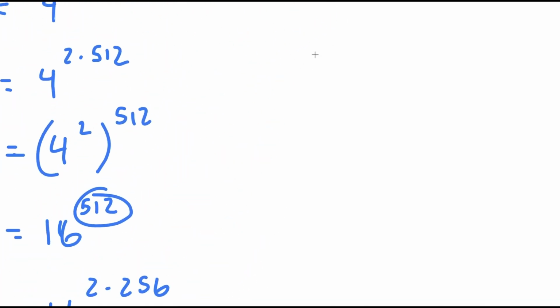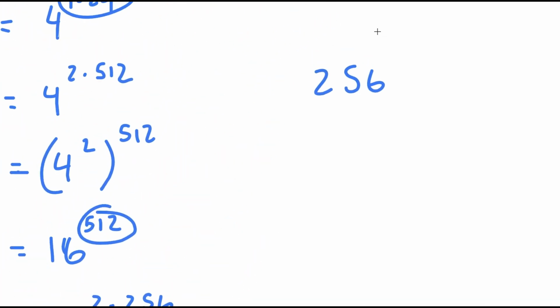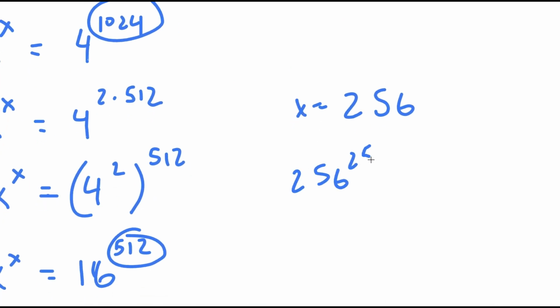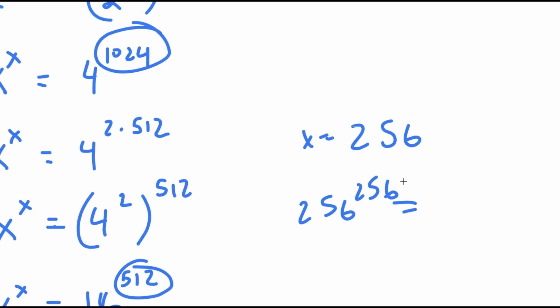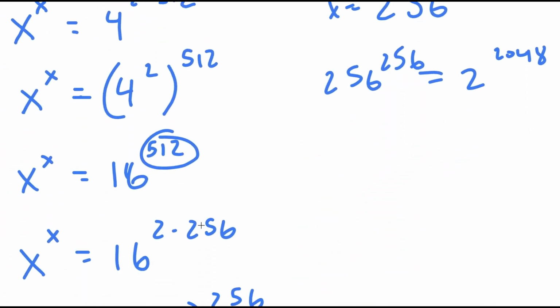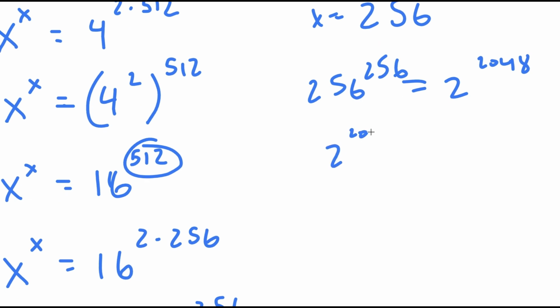And to test this, I'm going to plug this in. So I have 256 in for x. So I have 256^256 is equal to 2^2048. And remember, we just wrote all of this, so we know that 2^2048 is equal to 2^2048.